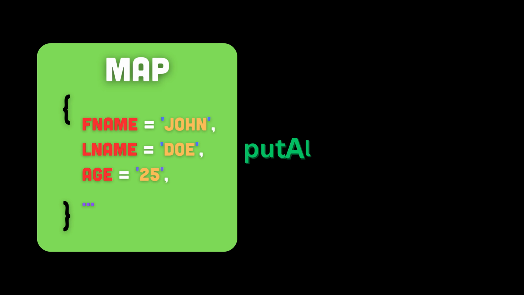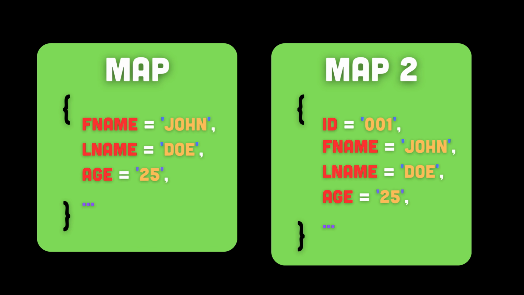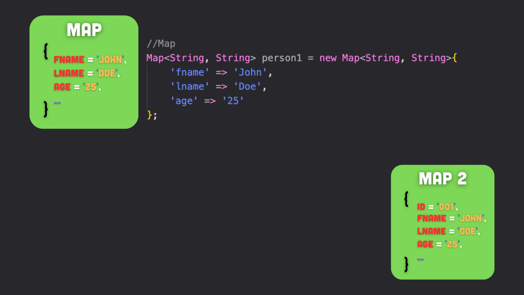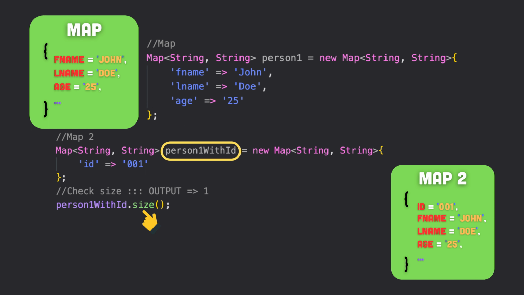This will automatically modify the existing map and save the results. Finally, let's look at the putAll method that accepts another map as the parameter. It basically gets all the key value pairs from an existing map and puts them into a new map. Here in our code, we have an existing map. We then create another map with an ID key value pair as a predefined value. Before we move forward, let's verify the size of the map. Here we get 1 because it only has one key value pair.